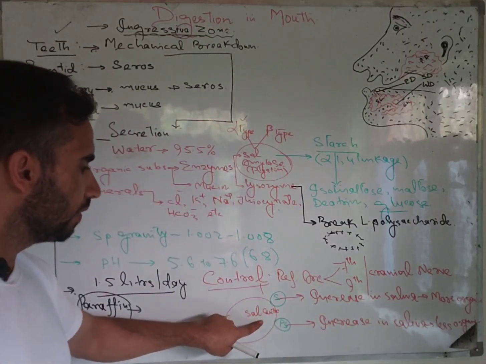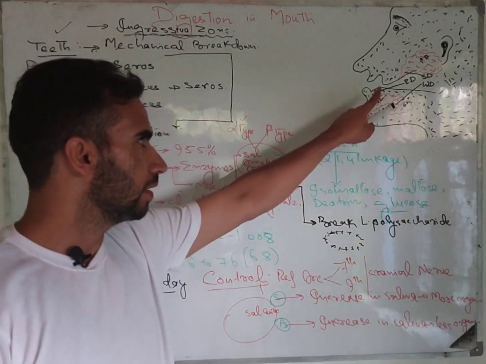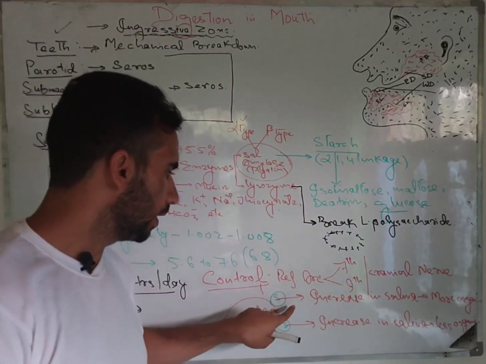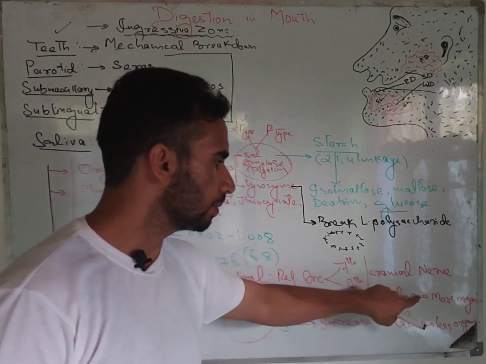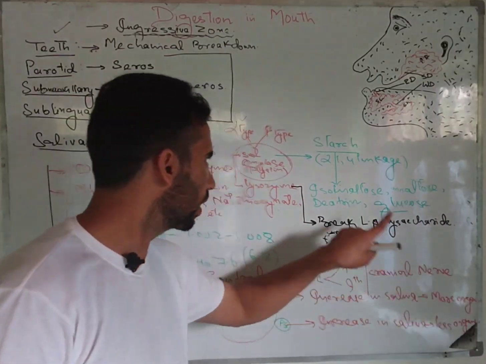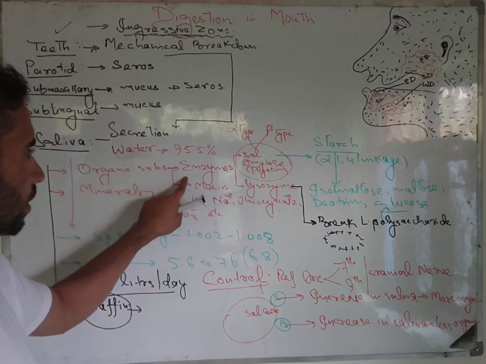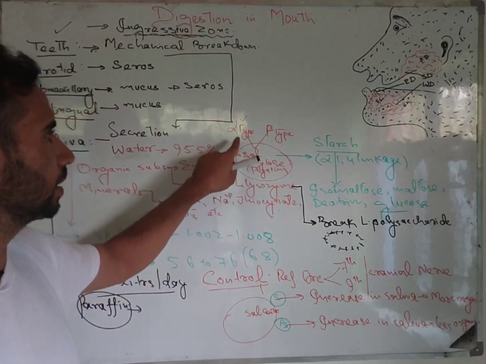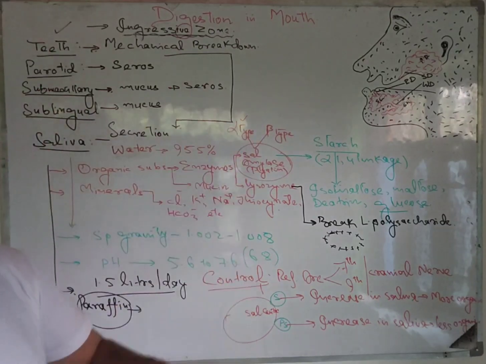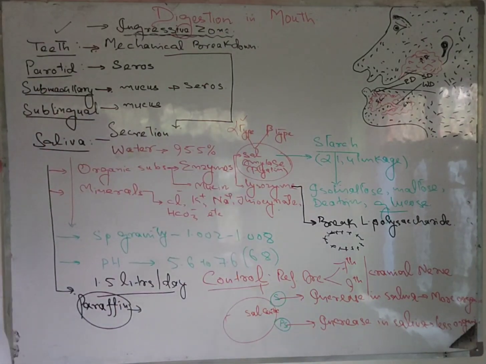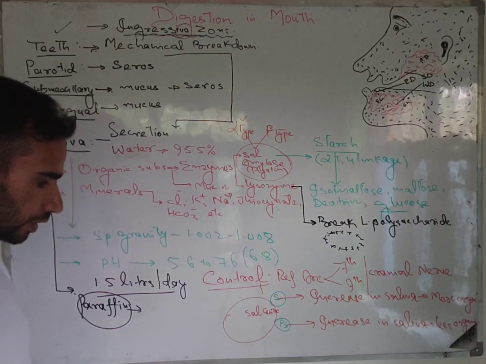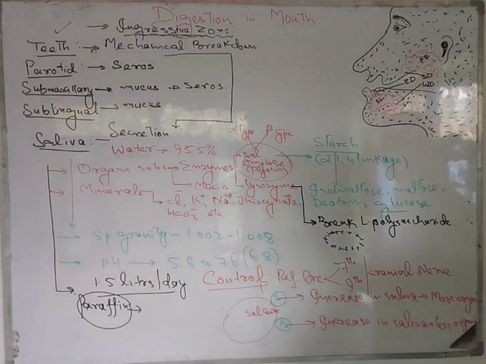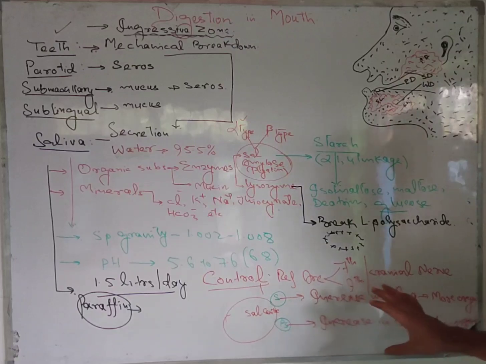And when your salivary center induces your salivary glands through their sympathetic nerves, then that leads to an increase in the secretion of saliva which contains more organic substances. And you know your organic substances contain mucin, lysozymes, salivary amylase, alpha type, beta type, isn't it? I hope that you got a good understanding of the salivary center control and its regulation.